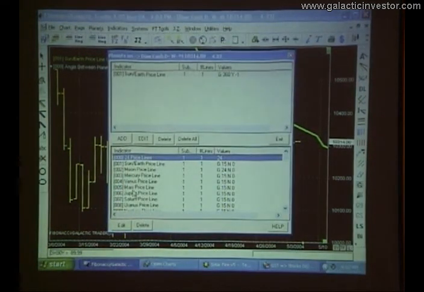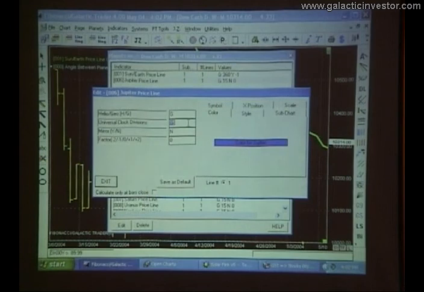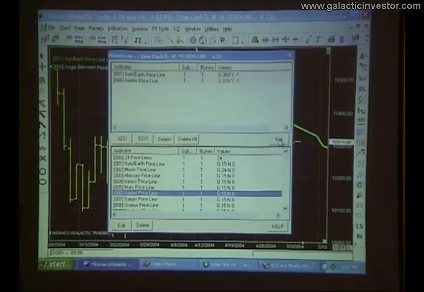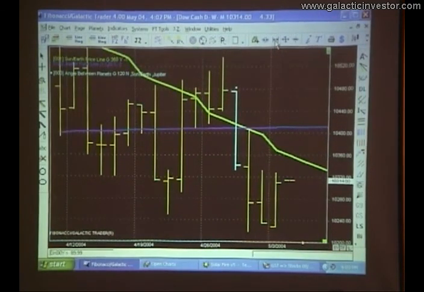Then go to planetary lines and double click on Jupiter. Universal clock division 120, mirror, -1.